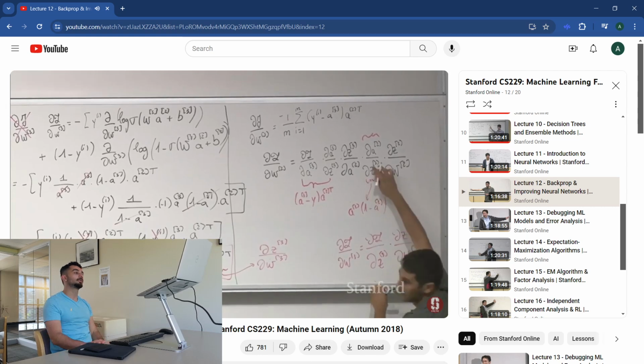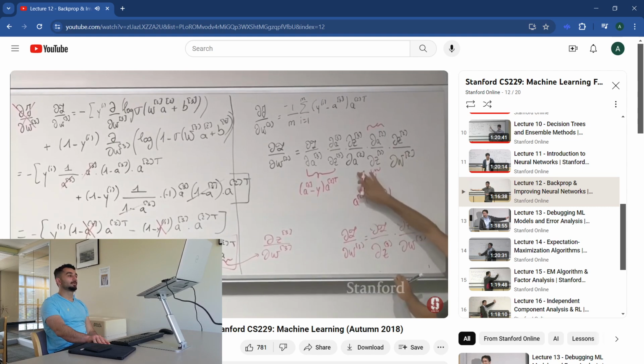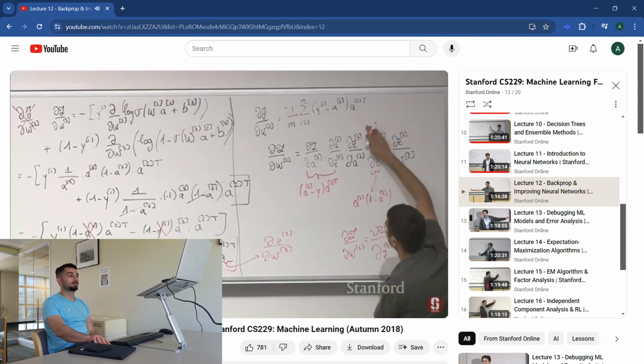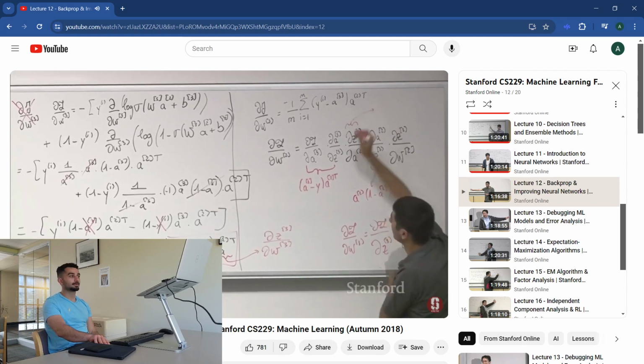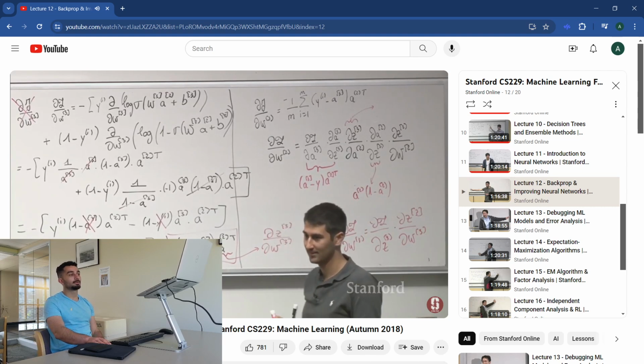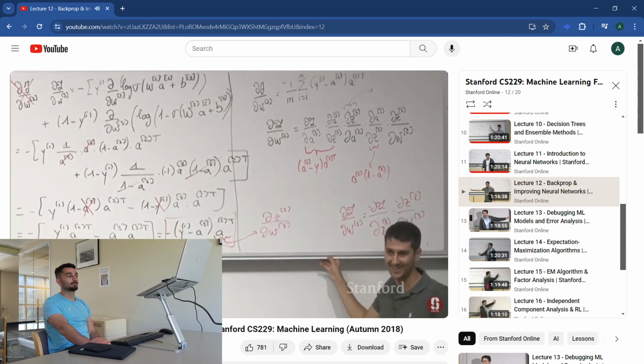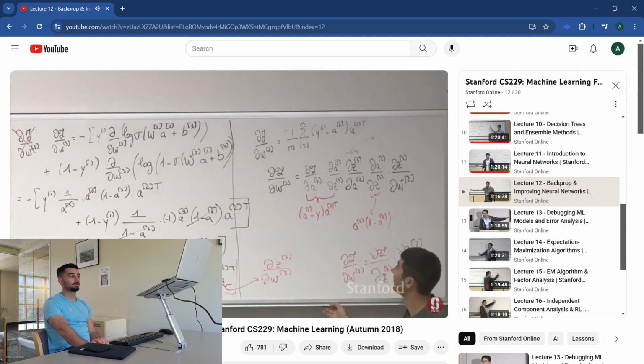This one is sigmoid. A2 is sigmoid of Z2, so this result comes from this term. What about this term? W3? Is it W3 or no? I heard transpose. How do we know if it's W3 or W3 transpose?